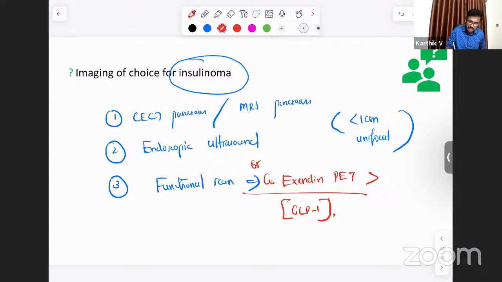The other one would be Gallium 68 DOTATATE PET, DOTA-PET. The problem with DOTA-PET is that it can be positive in a non-functioning pancreatic neuroendocrine tumor also. Okay, so the Exendin scan scores higher than the DOTA-PET in specifically identifying the insulinoma lesions from the pancreatic tumors.